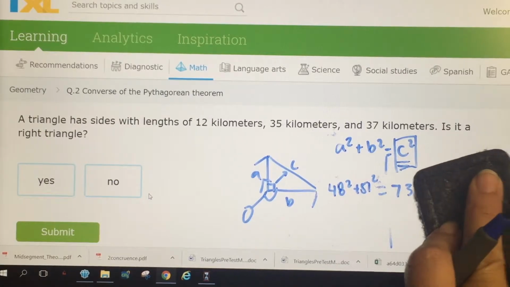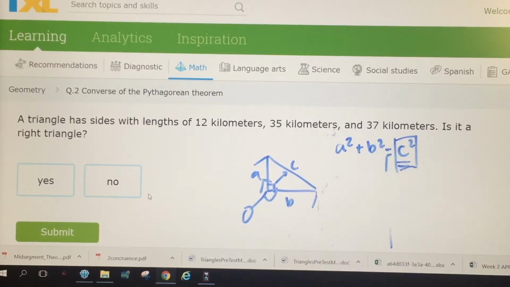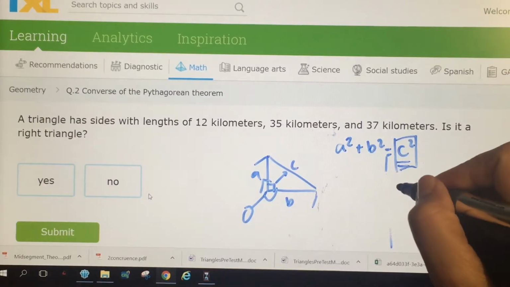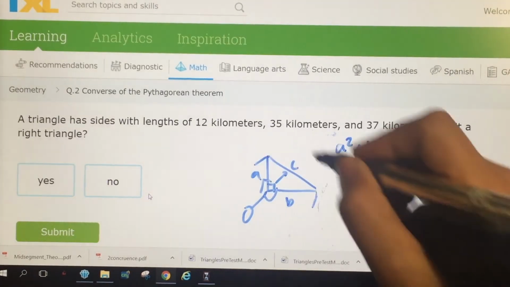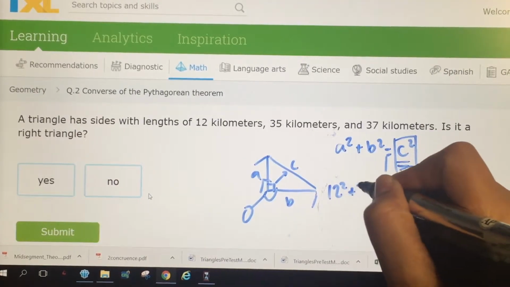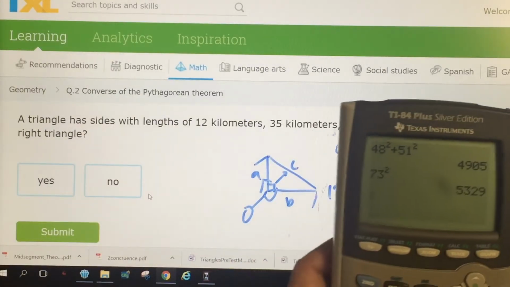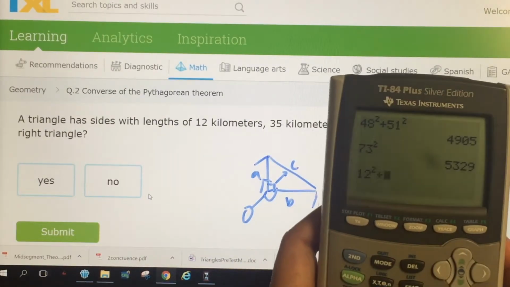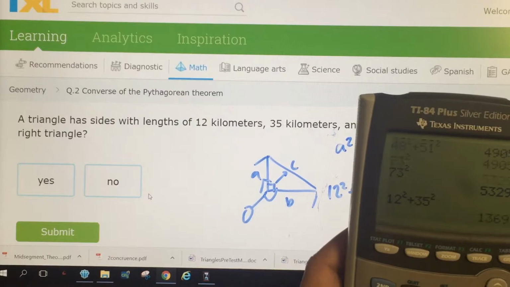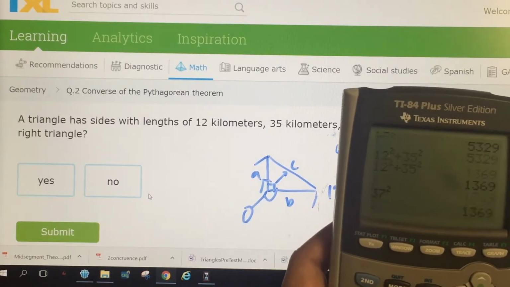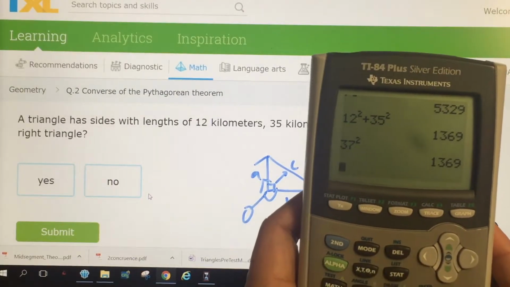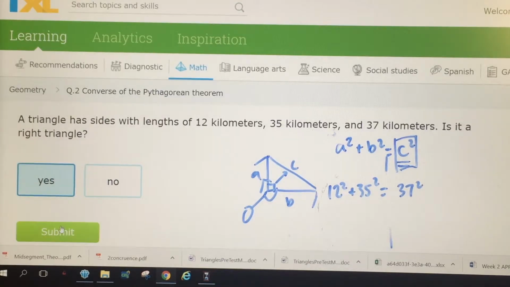Look at me just going. All right, find the longest side. So the longest side is 37, so that's c squared. A and b don't matter. 12 squared plus 35 squared. Then put it in the calculator. 12 squared plus 35 squared is equal to 37 squared. Are those numbers the same? Yes. So it is a right triangle.